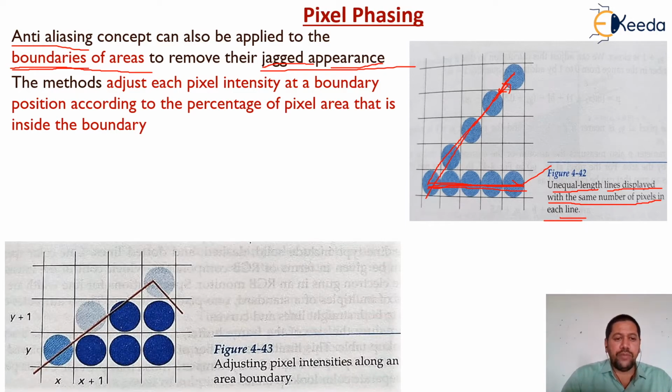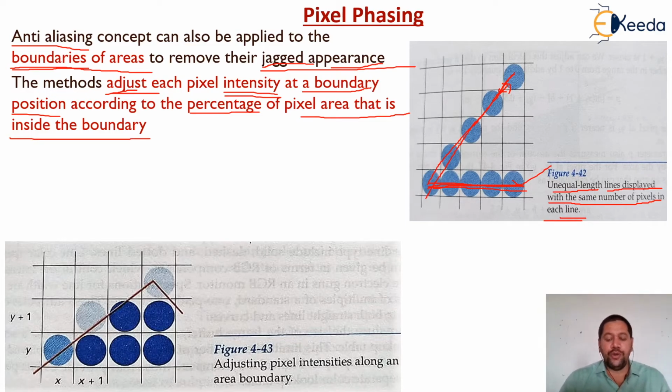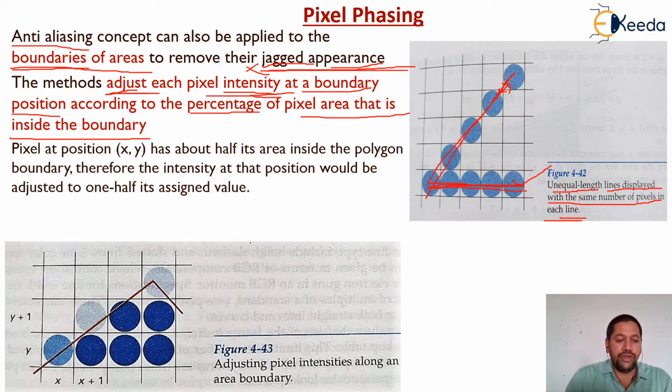What this method does is adjust each pixel intensity at a boundary position. The word is very important: adjust pixel intensity level. Adjust pixel intensity at the boundary position according to what percentage of the pixel area is inside the boundary and how much is outside the boundary. By considering this, we adjust the pixel intensity, and that will help us remove this jagged appearance. Getting me? Let us continue our discussion and see it with the help of the diagram also.